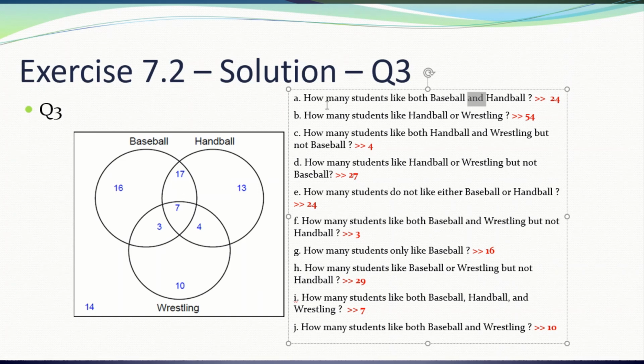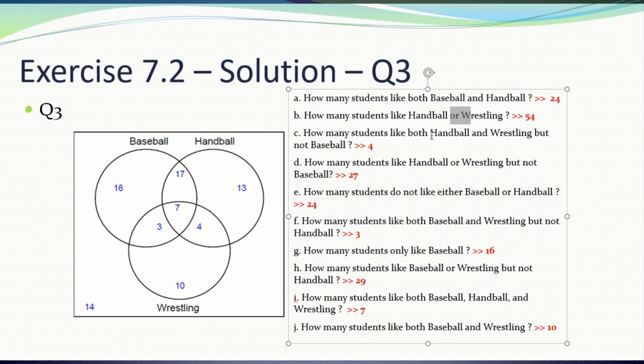How many students like handball or wrestling? The word is or. Or is union. Handball or wrestling means you have to take all this union. That means I want all this. So you take all these numbers and add them up: 17 plus 13 plus 7 plus 4 plus 3 plus 10. Union. That is all. Understand?